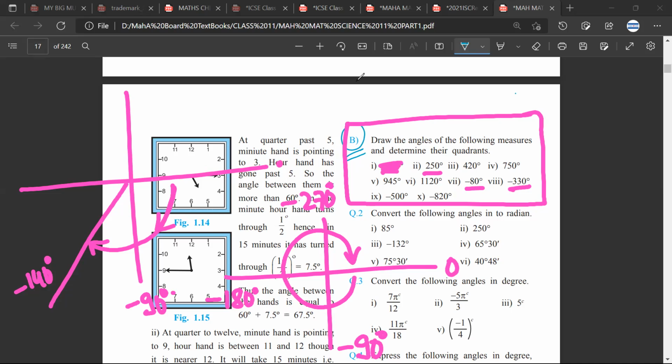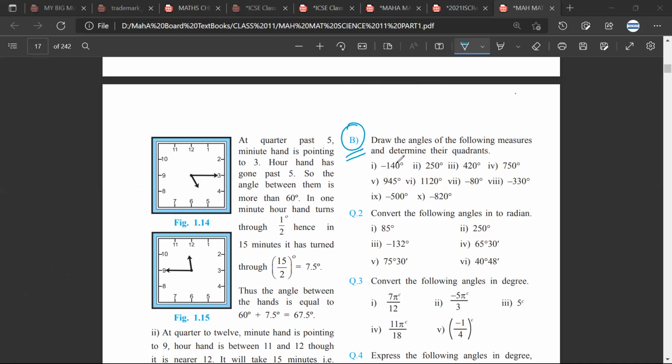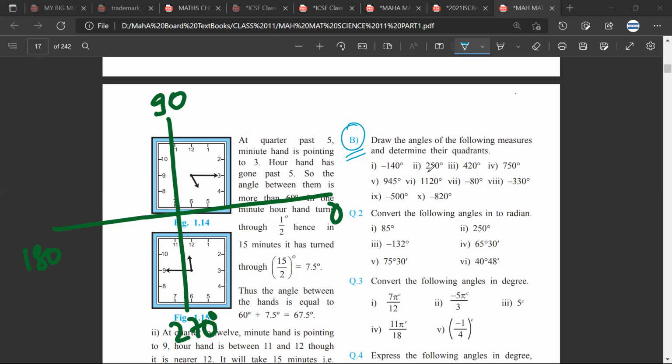250 degree, of course we can plot 250 degree. Because this angle is positive, I'll be moving in the positive direction, anti-clockwise. This is 0, this is 90, this is 180, this is 270. So 250 would be something like here. I'll show that I'm going in the anti-clockwise direction, and then I'll write that this angle is 250 degree.